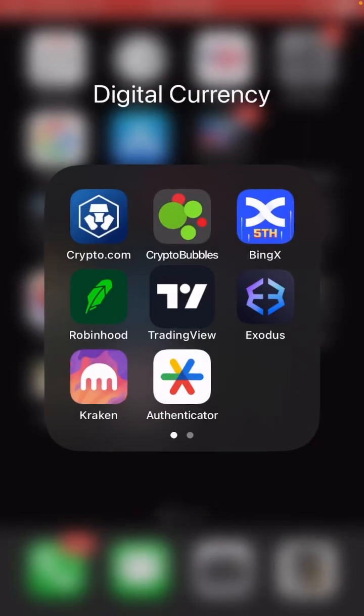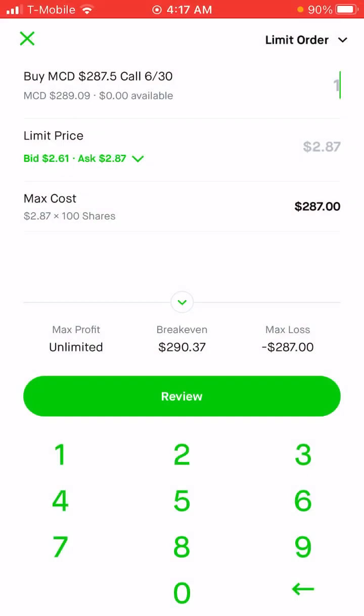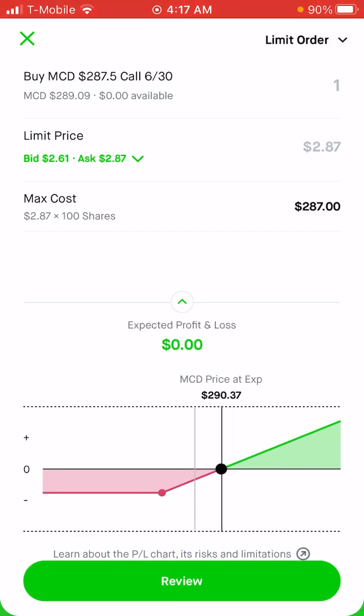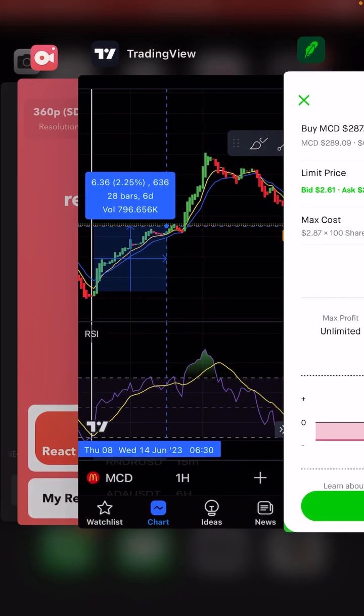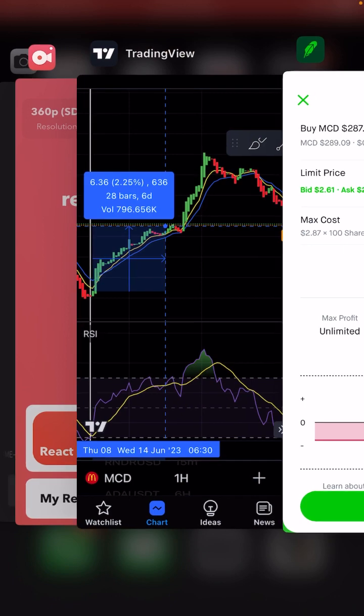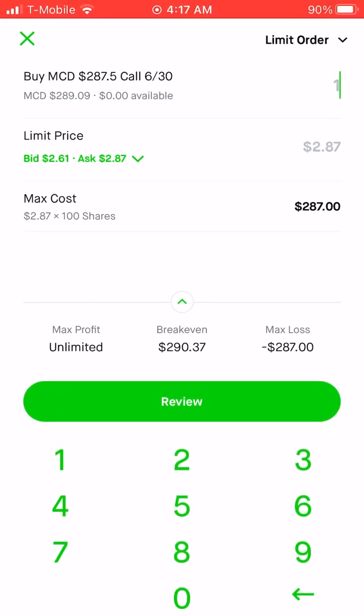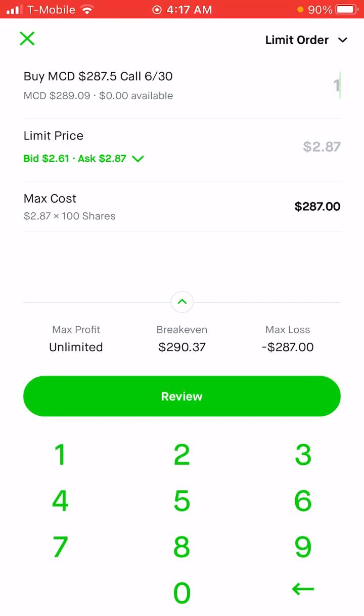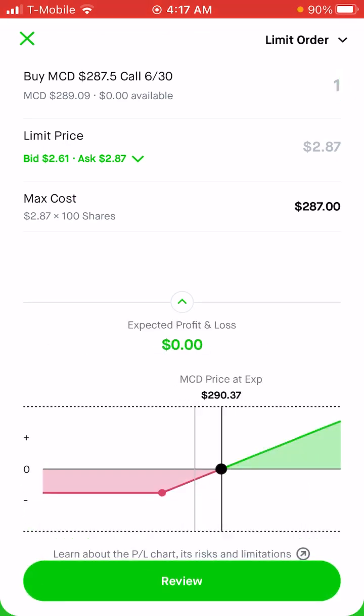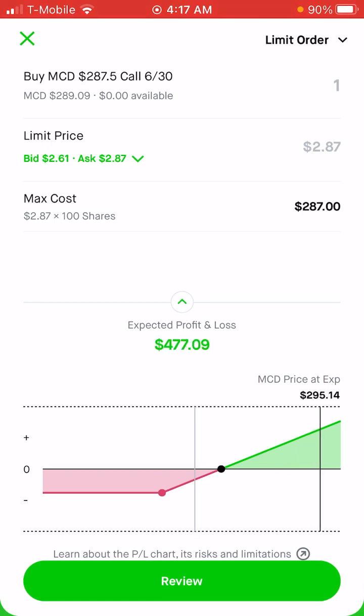So let's go over to Robinhood real quick and see. Okay, just to get an example here. McDonald's, that was a what? That was 6 days, about a $6 difference in price. So let's look at the price of McDonald's here and see what a $6 difference in price would be. Let's just go from $2.90 to $2.96 to get a good estimate.